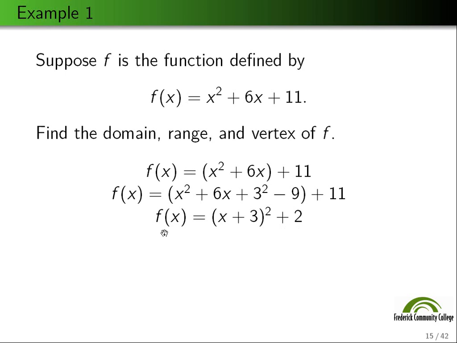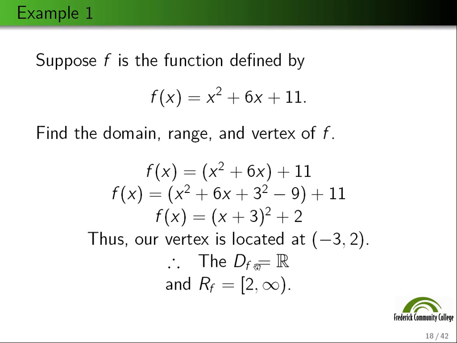And from our work on transformation of functions, we should know here that the vertex is located at, we go over to the right, or no, plus 3, so we go to the left 3 and up 2. So our vertex is located at negative 3, 2. And we know that since the coefficient of x squared here is positive, this is opening up.